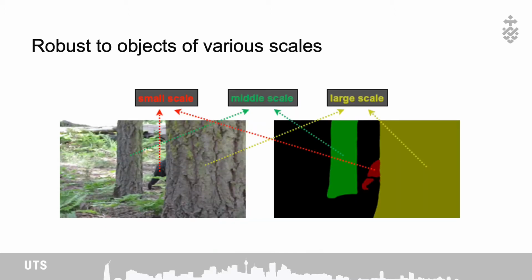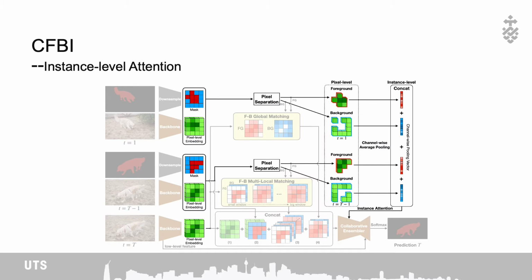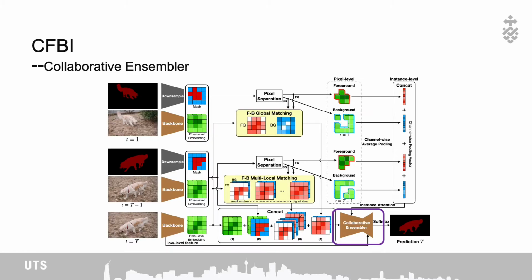In addition, we observe that pixel-level matching is not sufficient and robust for matching objects with larger scales, and may bring unexpected noise due to the pixel-wise diversity. So we introduce an instance-level embedding to help the segmentation of large-scale objects by performing an attention operation. We first use average pooling to extract the instance-level foreground and background embedding of the reference and the previous frame. The embedding is then expanded to 2D feature maps and input to the collaborative ensemble to help make the final prediction.